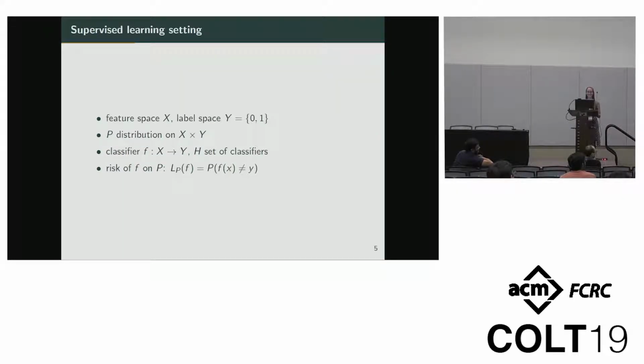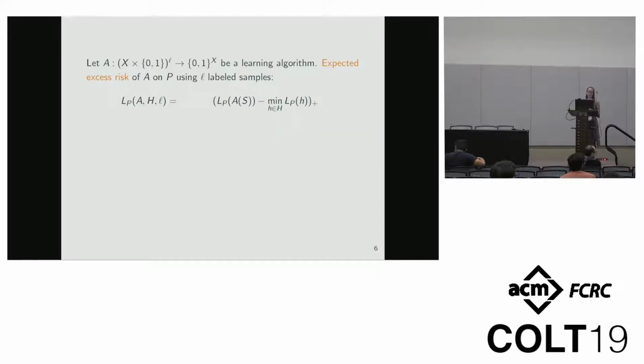So our setting is the typical supervised learning setting. We have a feature space X, binary label space Y. Assume there's some underlying distribution. We're given a hypothesis set of classifiers, and we measure the performance of a classifier in F by the 0-1 loss. Now, if we have some learning algorithm A that maps to the set of our classifiers, note that we're not assuming proper learning here, so it might return something that's not in the hypothesis class.